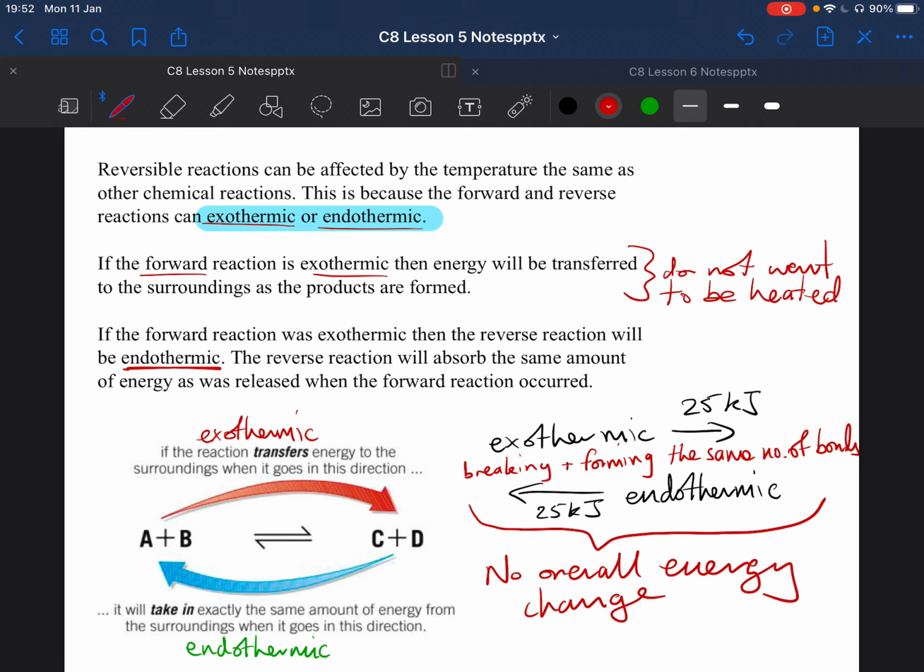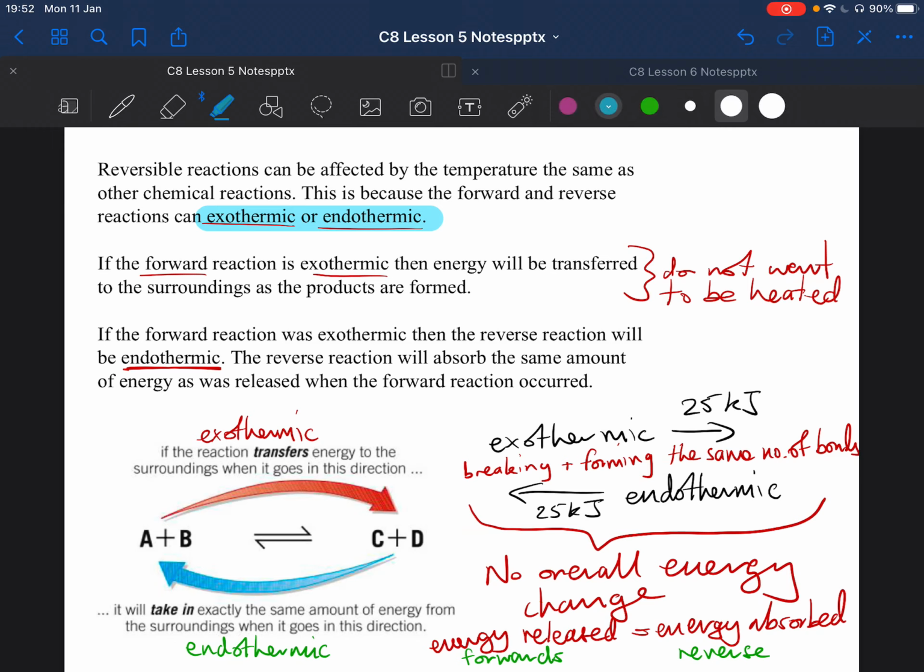And the reason for that is because energy released is equal to energy absorbed. And if I add a little bit more detail here, this would be your forwards reaction, and this would be your reverse reaction. And the same would happen if it was the opposite way around. So if the forwards reaction was endothermic and the reverse reaction was exothermic, you would still have the same thing happening, remember? Because we're talking about the bond breaking and the bond formation. Okay, guys?